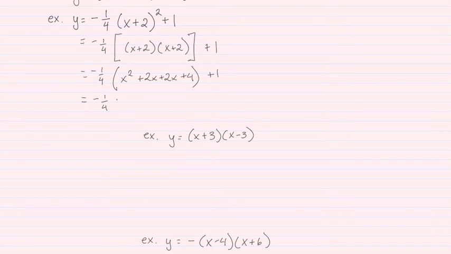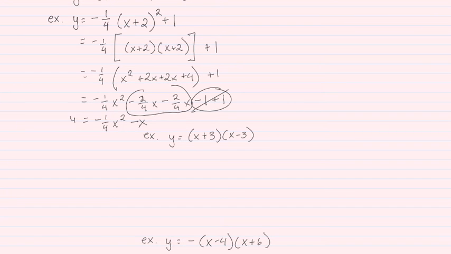So then I can distribute that negative 1/4. That's negative 1/4 x squared minus 2/4. You should know that that reduces to 1/2, minus 2/4 x minus 1 plus 1. And in this final answer, I combine my like terms. Minus 2/4 and minus 2/4 becomes minus 1x. And these two cancel out. So here is your final solution in standard form.